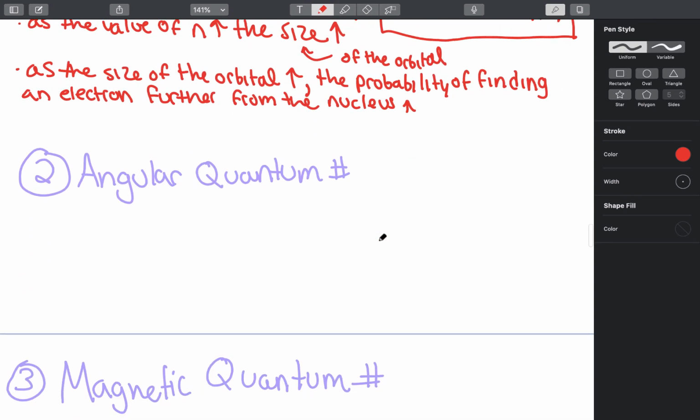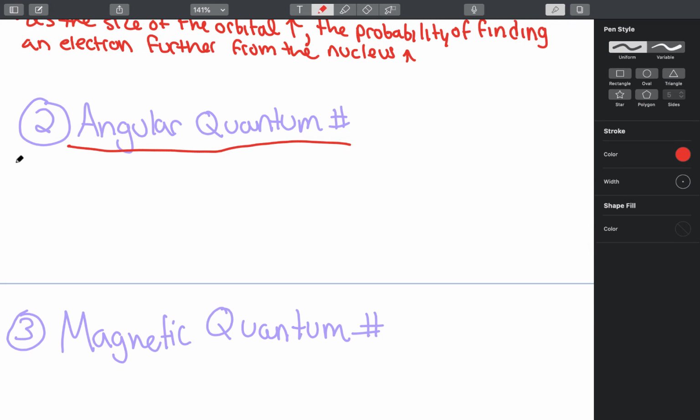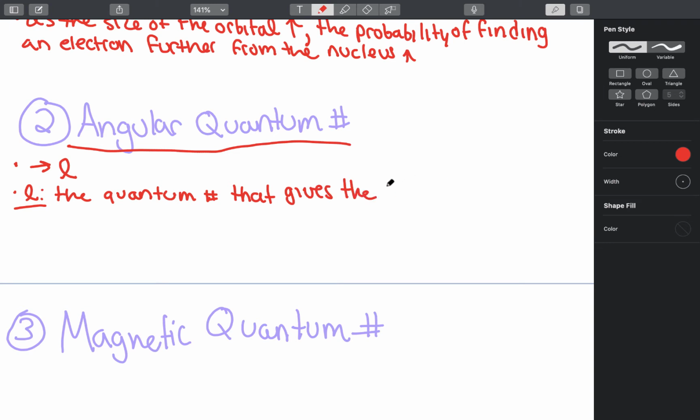The next part that I want to discuss is the angular quantum number. So what is the angular quantum number? Well, the angular quantum number is given the symbol L, and it is the quantum number that gives the shape of the orbital. We're going to talk more about the shape of the orbitals in the second video.